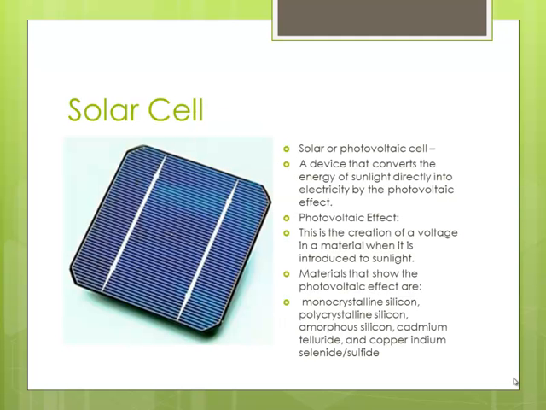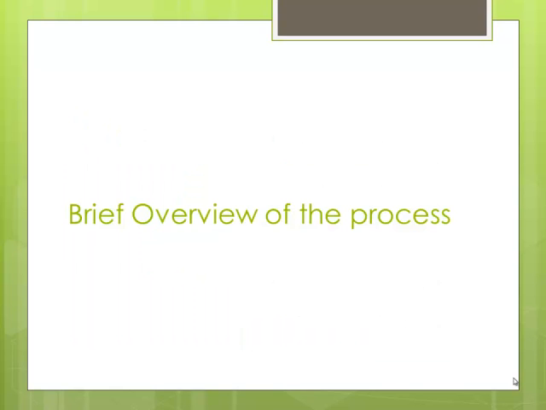Therefore, research is being done to increase this ratio. Solar cell, otherwise known as the photovoltaic cell, is a device that converts the energy of the sunlight directly into electricity by the photovoltaic effect. The effect is the creation of a voltage in a material when it is introduced to sunlight. Now we will watch a brief overview of this process.